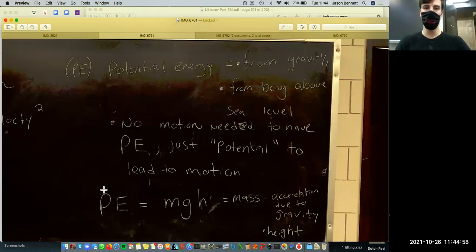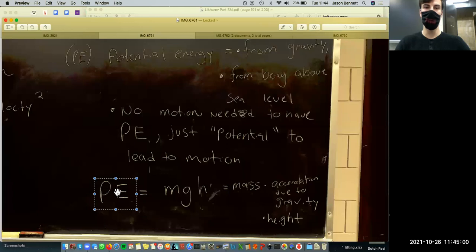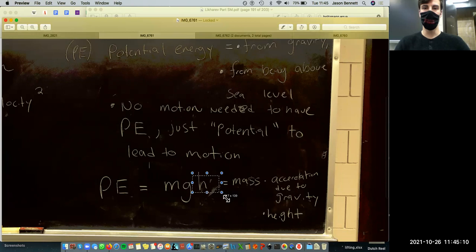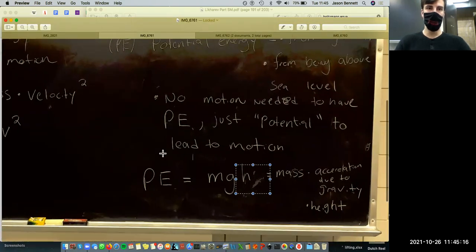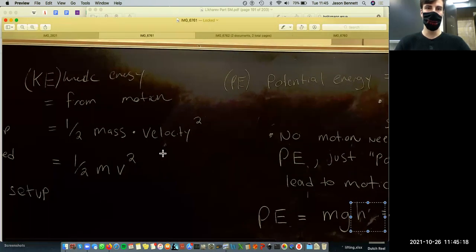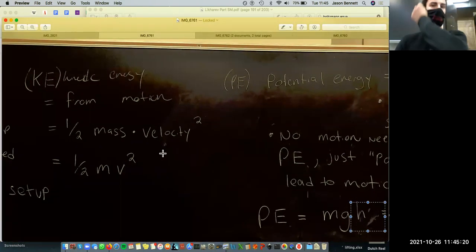Other symbols for this that you might see in your textbook are V or U, or V equals mgh. Mass, acceleration due to gravity, which is negative, so I should in theory have a negative right here, and the height. Or you can say that your height is negative because it's going downwards, whatever. The easier one is just the formula that we either are given or we derive.